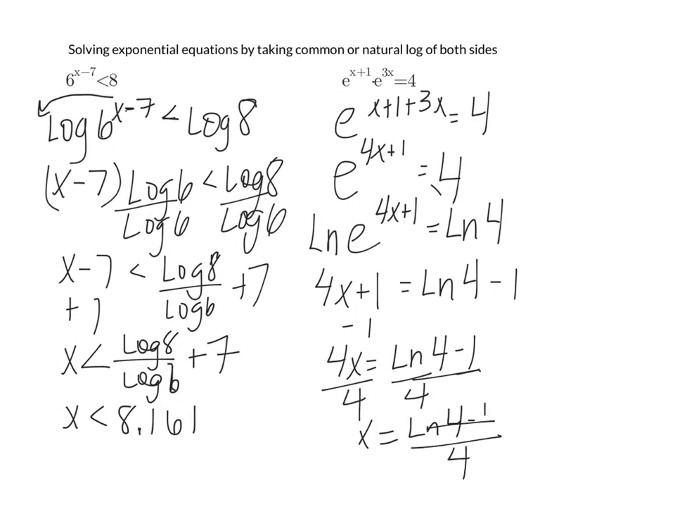Plug that into my calculator. 4 ln. That's the backwards way in the backwards calculators. Minus 1. Oops. And then divide by 4. 4 ln minus 1 divided by 4. And I got 0.09566.